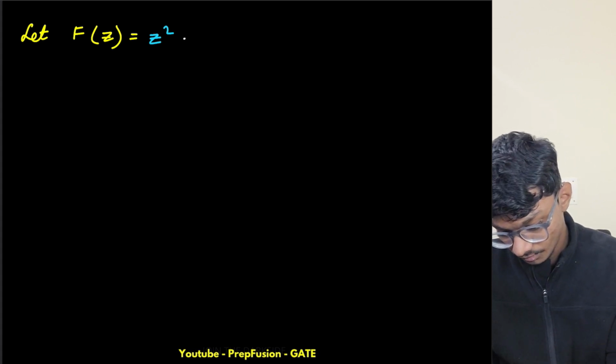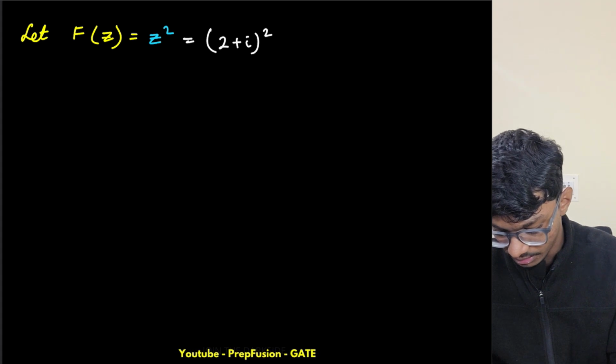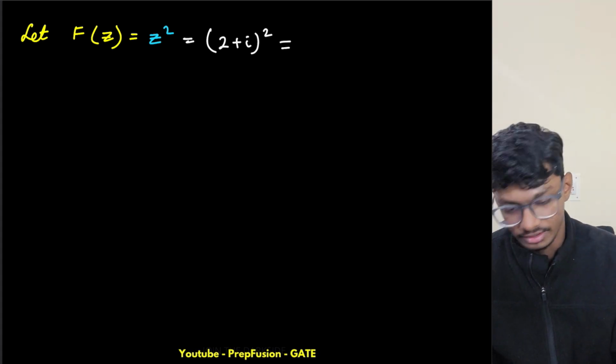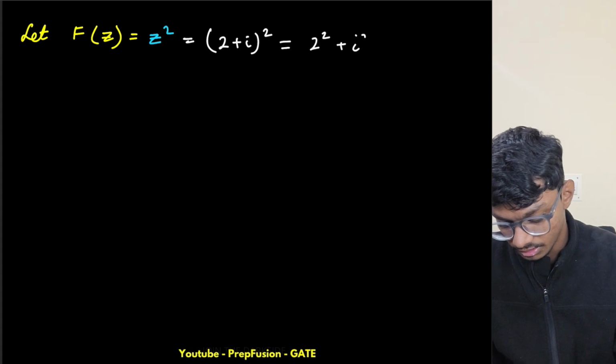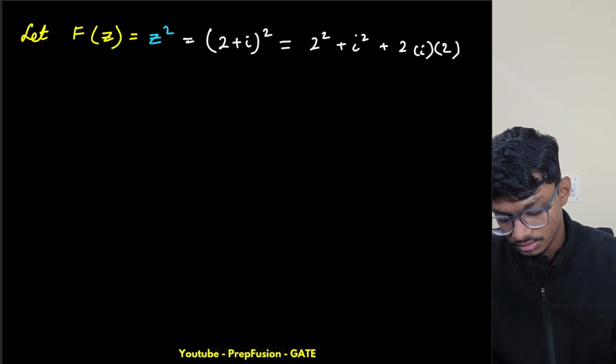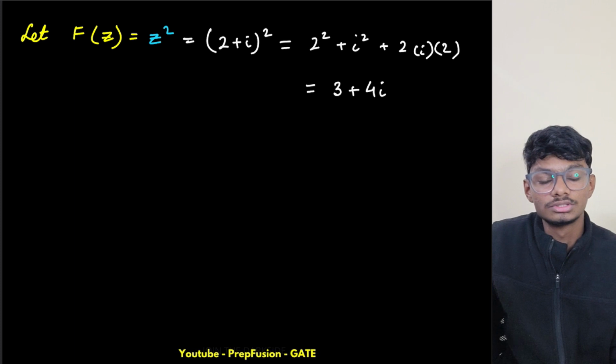So this z is 2 plus i, so this is (2 plus i) whole square. This becomes like (a plus b) whole square, right? So 2 square plus i square plus 2 into i into 2. So this becomes 4 minus 1, so 3 plus 4i, right? So this was 3 plus 4i.